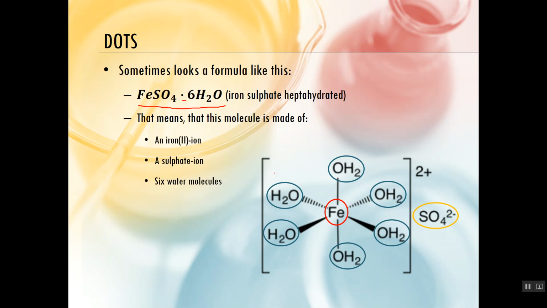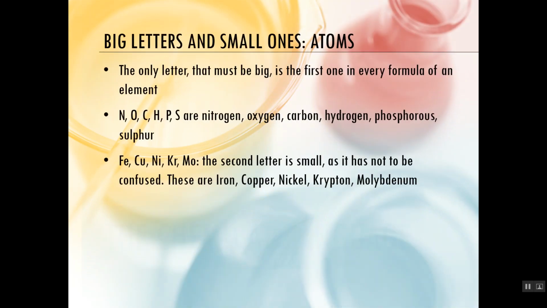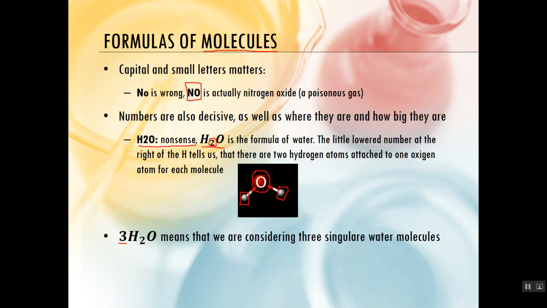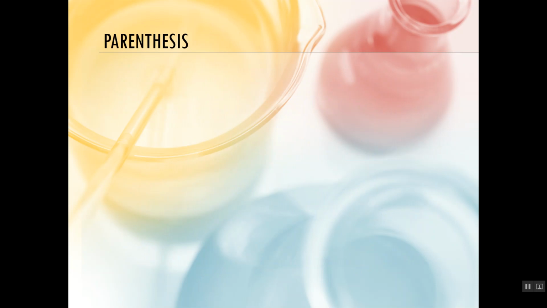So remember, big letters and small letters, that's the element. Formula of the molecules: now remember always to put the number at the right side of the element and down. And if you put numbers before, then you mean the number of the whole molecule. There are ions which are positively or negatively charged. Positive charges mean fewer electrons. Negative charges mean more electrons.